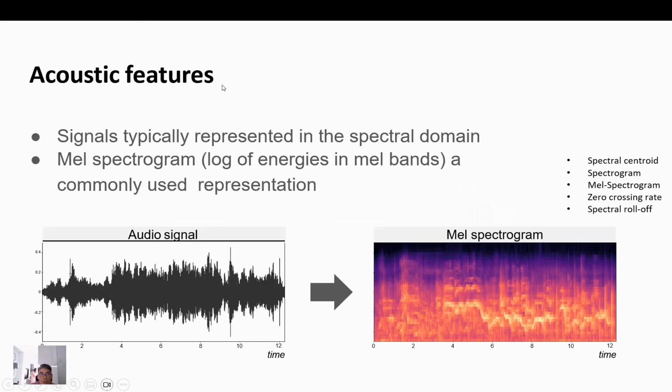Right, as mentioned, there are a lot of acoustic features. There's the audio signal, there are mel spectrograms. Okay, and this is just an illustration of one of the features called mel spectrograms. It can be a spectral centroid, or even the spectrogram itself, zero crossing rate, spectral roll-off, and so on and so forth. There are many different ways to classify a signal. Okay, when I say signal, it's an audio signal.